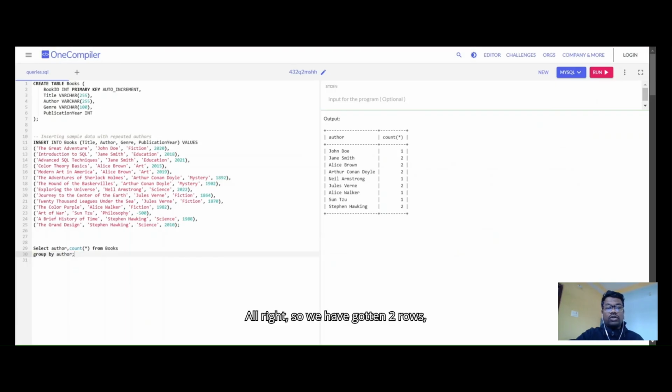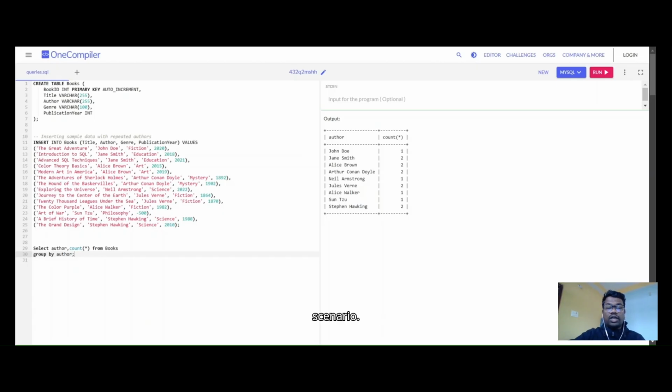All right. So we have gotten two columns, author and count, where we are getting the names of the authors that we had and the number of books that they have written. We can see that Jane Smith has written 2 books, Alice Brown has written 2 books, and Stephen Hawking has also written 2 books. The count function counts the number of books for each author, and the group by author groups the books by the author's name, summarizing the data per author.